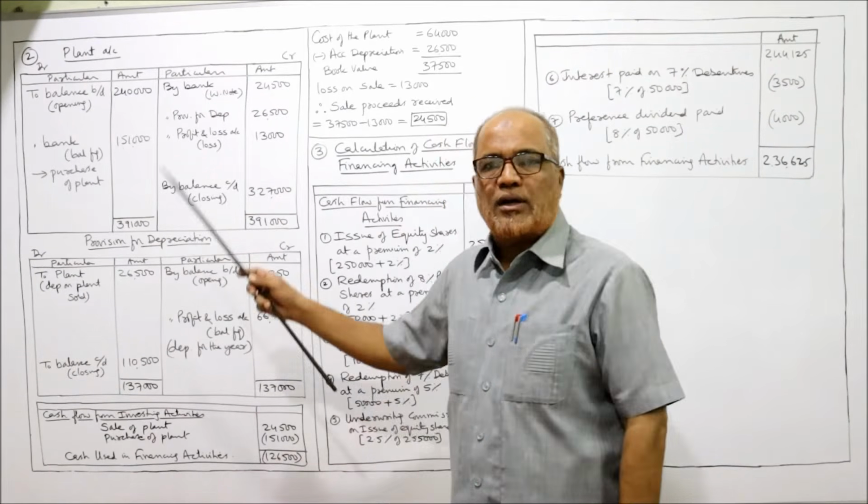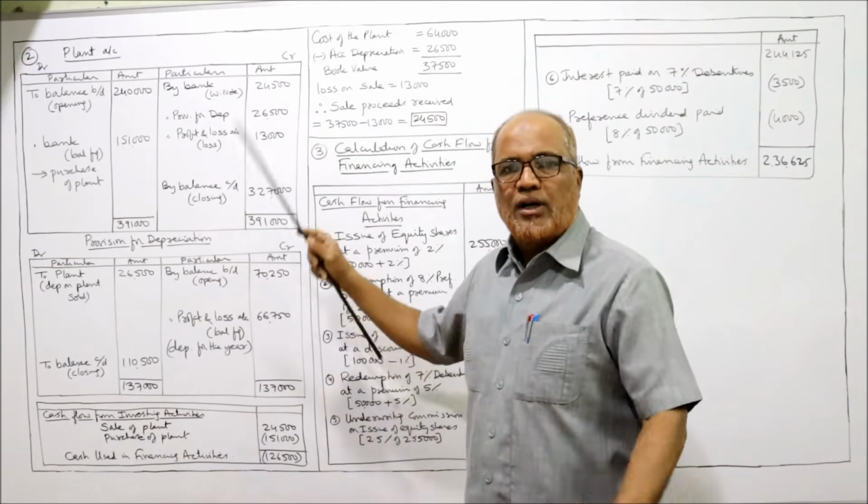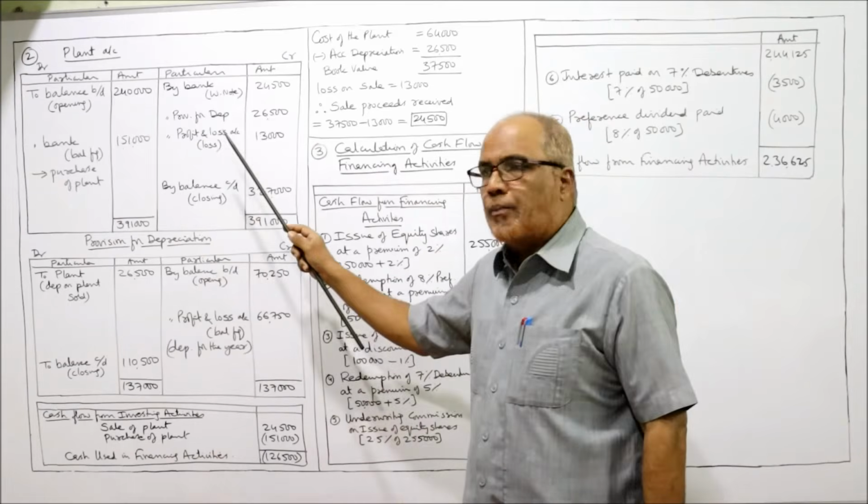So three entries whenever an asset is sold. First entry, bank account debit to plant account. Second entry, provision for depreciation account debit to plant account. Third entry, profit and loss account debit to plant account.